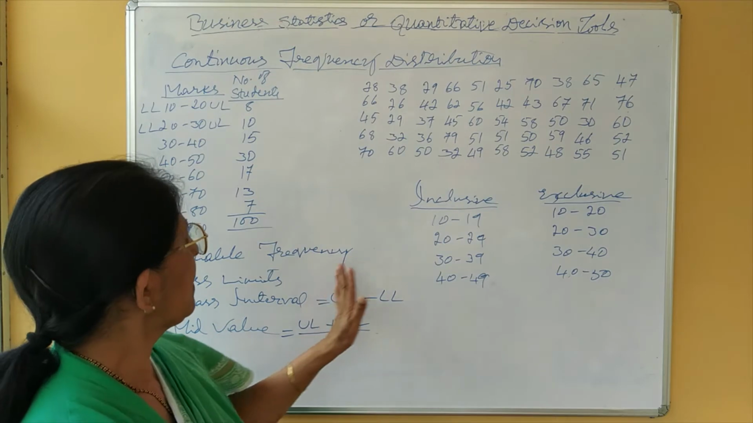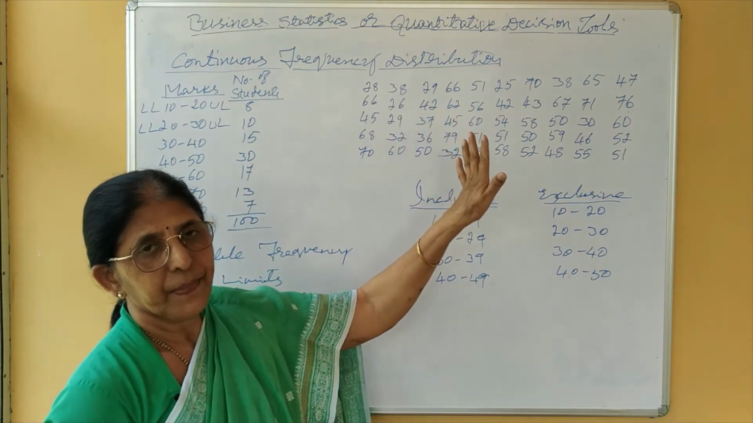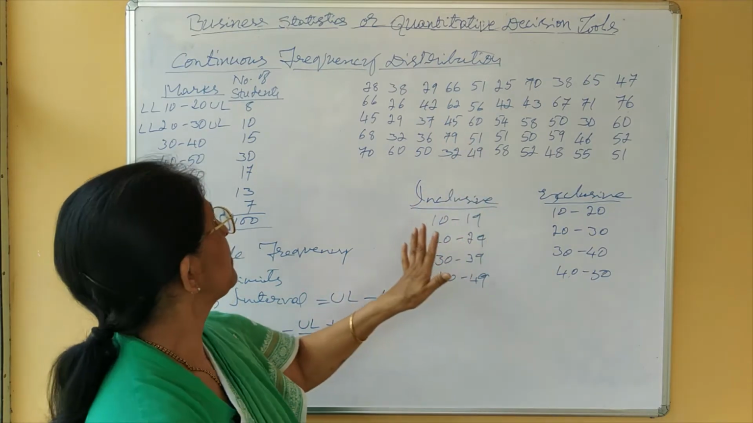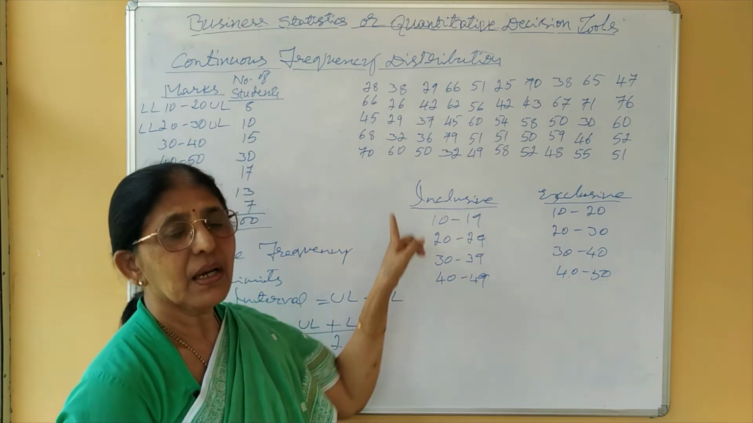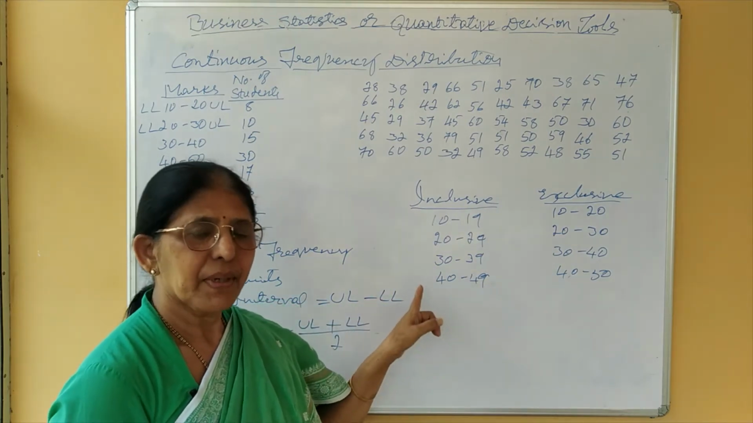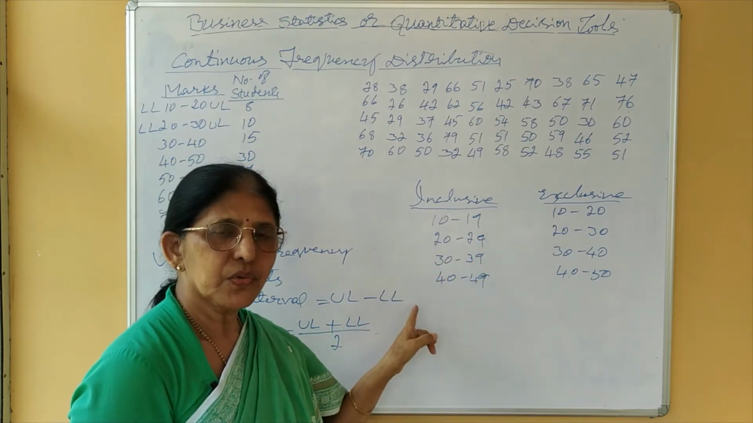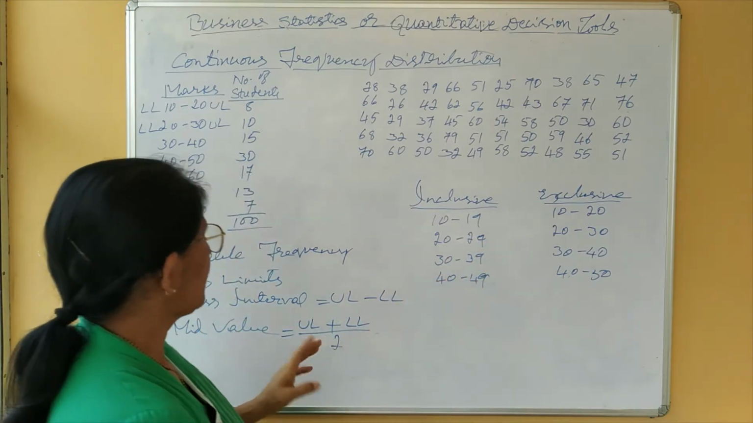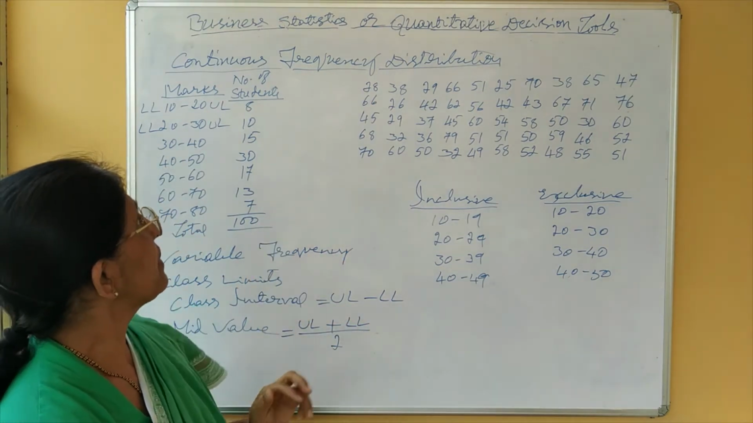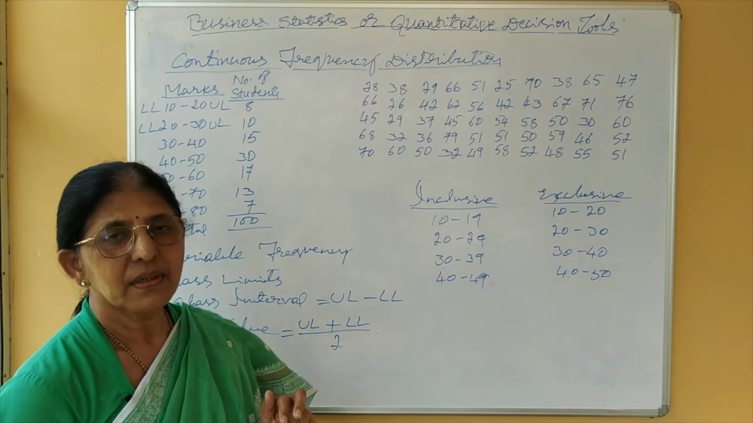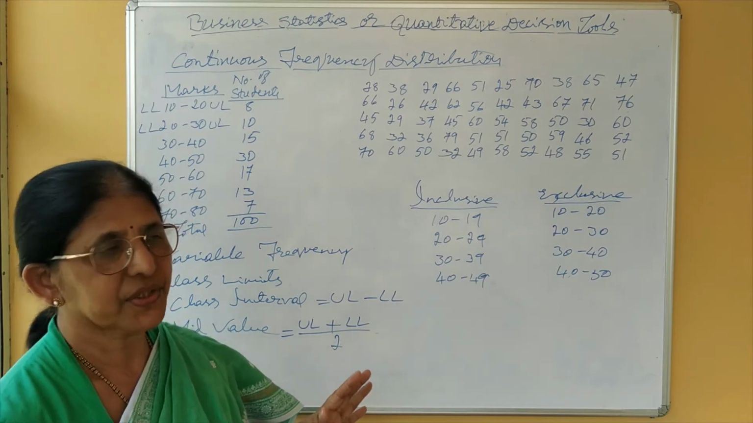Now, under continuous frequency distribution, we may form the frequency distribution table either under the exclusive method or under the inclusive method. But practically, the exclusive method is preferred to the inclusive method. Okay. Now, before taking up the formation of continuous frequency distribution, we must know about the principles of classification.